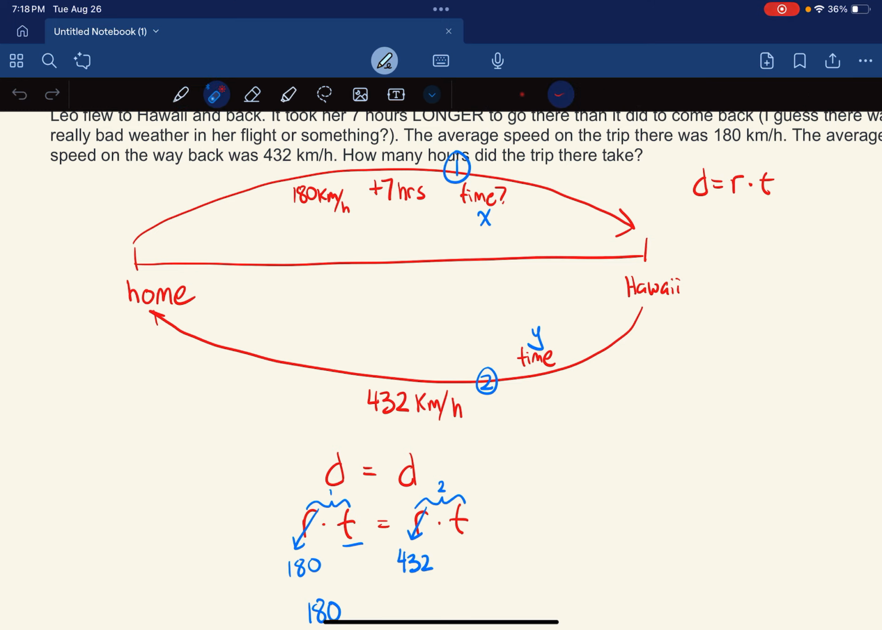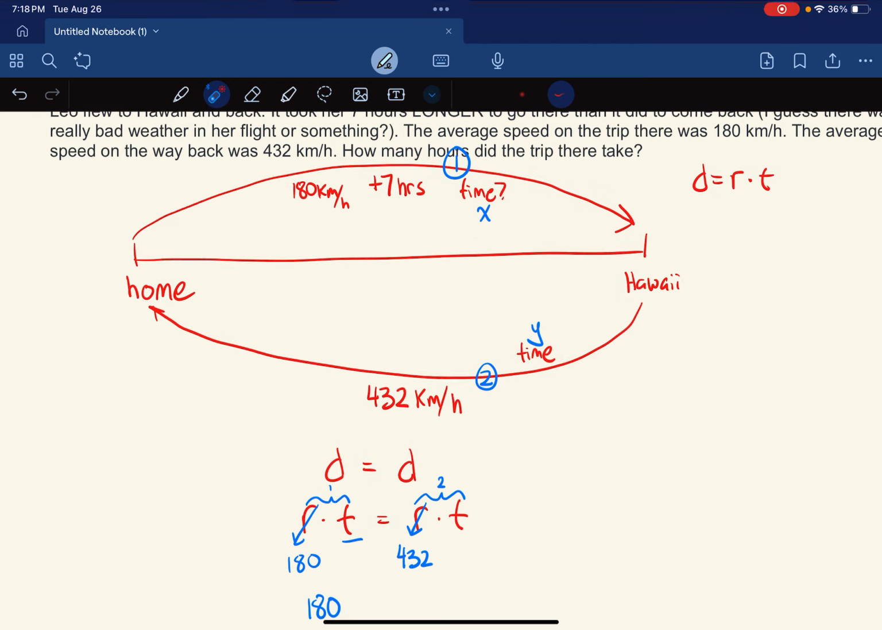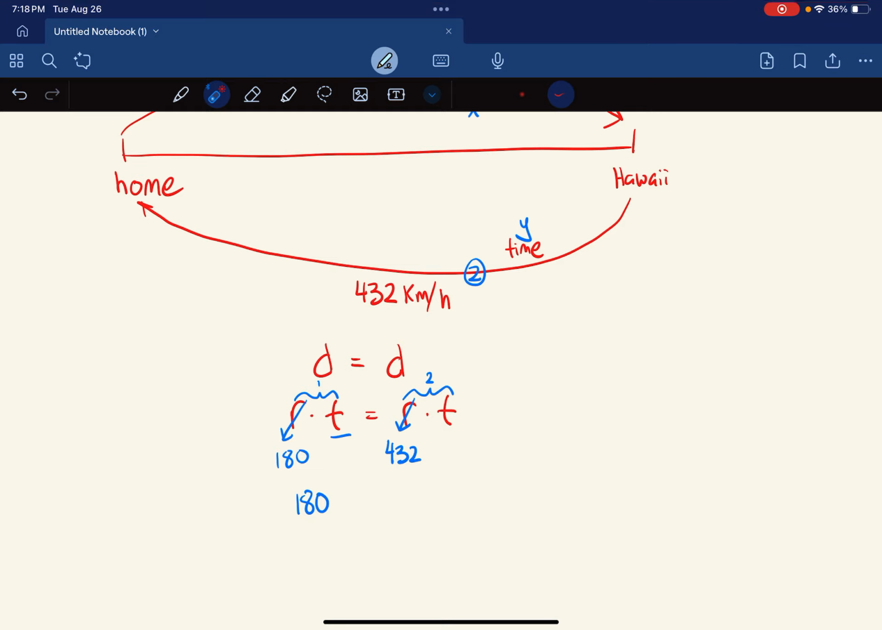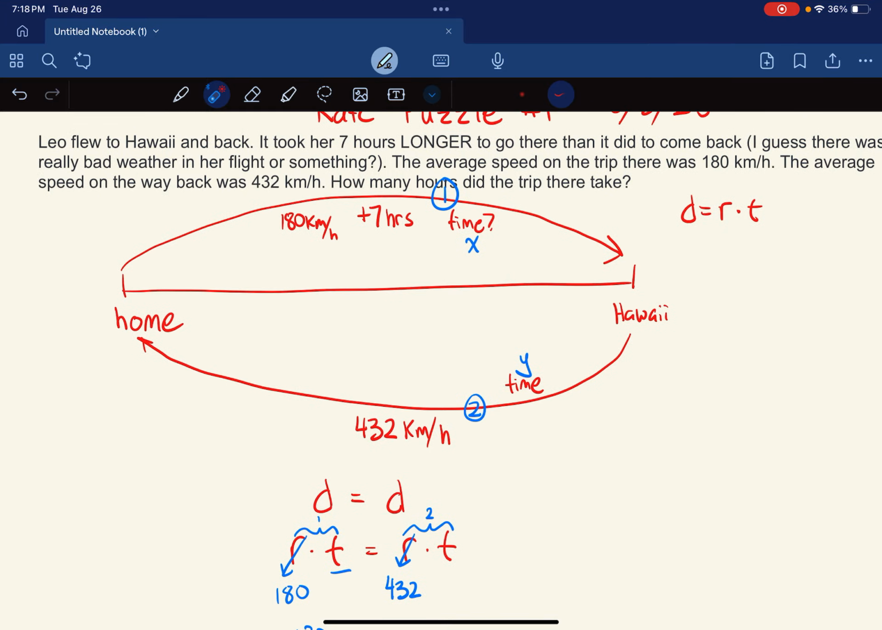So be very careful. Sometimes your variables will be a rate. Sometimes your variable will be a distance. In this case, our variable is time. It's going to be one of these three, right? So in this case, I think I've clearly labeled it. Those are both times. So I'm going to swap out. This t is no longer a t. It's going to be called an x.